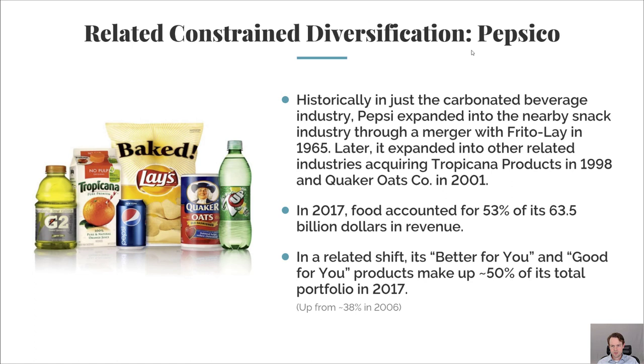Related constrained diversification: PepsiCo. Historically in the carbonated beverage industry, Pepsi expanded into the nearby snack industry through a merger with Frito-Lay back in 1965. Later, it expanded on this in the late 90s, acquiring Tropicana Products in 1998 and Quaker Oats in 2001. Eventually, this grew to about 50% of their business. As of their financial report from 2017, food accounted for 53% of its revenue. In a related shift, they have been moving towards more and more better for you and good for you products that now make up 50% of its portfolio of products, up from 38% in 2006. Note that that is a product makeup and not a revenue makeup.